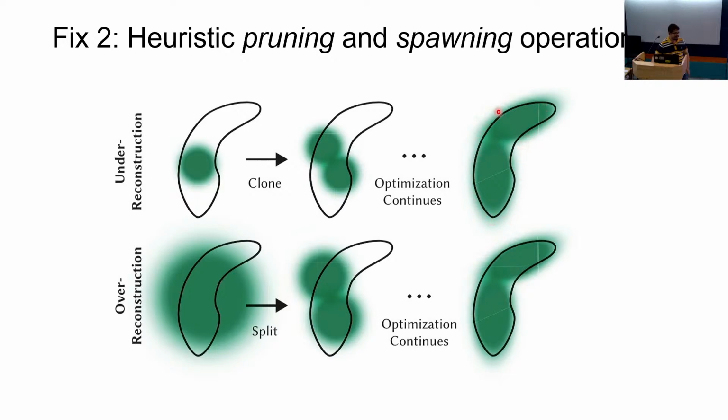This is one scenario. The second scenario is that this was your shape but you actually model it with a very big Gaussian, right? And you don't want to do that. So what you will do is you will split it and you will do the optimization till it models the shape. So there are two scenarios, under reconstruction and over reconstruction. There is one more scenario.